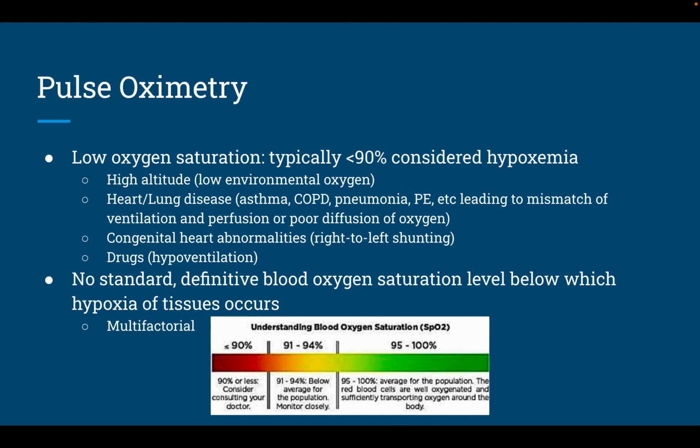Now, there's no standard definitive blood oxygen level at which low oxygen, or hypoxia, of the tissues occurs, because it's very multifactorial. There's a lot of other physiology happening at the same time. But suffice it to say that somewhere around 90% would be pretty concerning. And certainly under 85%, this is someone who you should be escalating care for.